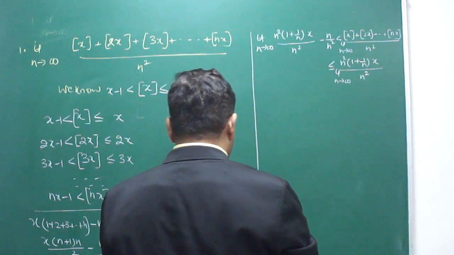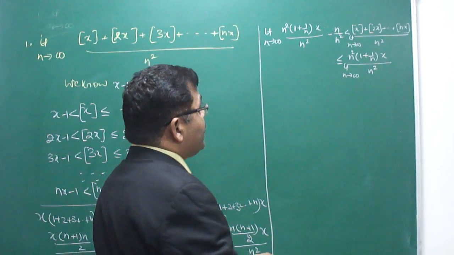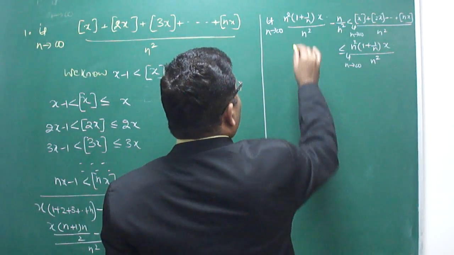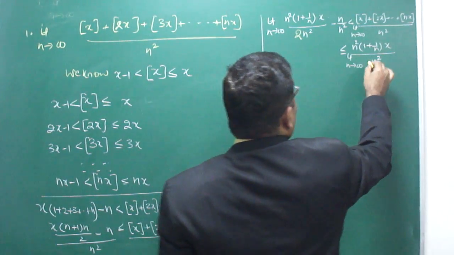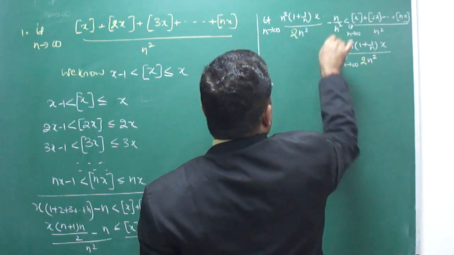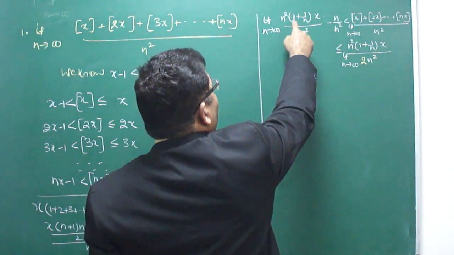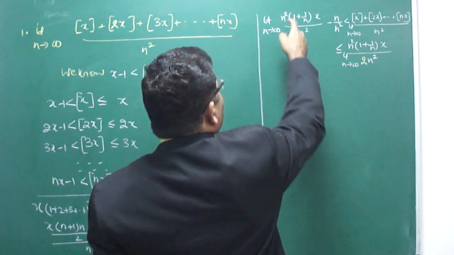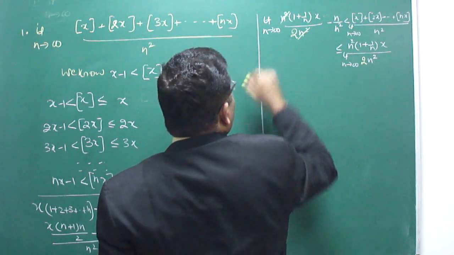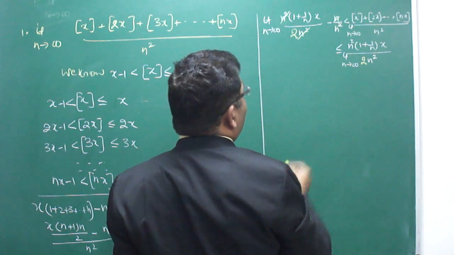If you do like this, what I did here is that I have taken n common from n into n plus 1 by 2, and what is left there, 2 is left there, so 2 will be there also, right sir? Because n into n plus 1 by 2 are there. If I would have taken n common, then 1 plus 1 by n will be left, and outside n makes it n square. Now n square cancels. Here n and n cancel, so what will happen?